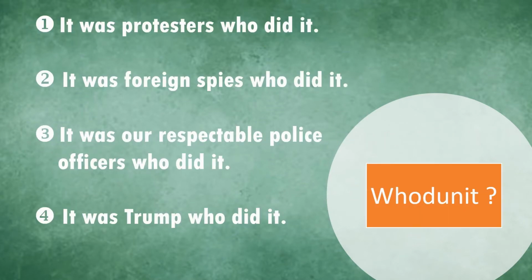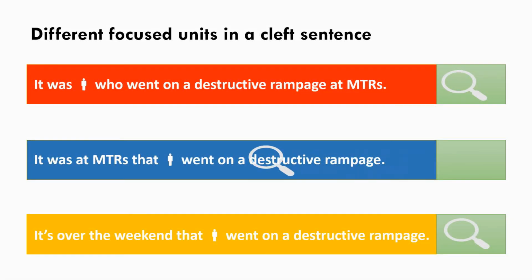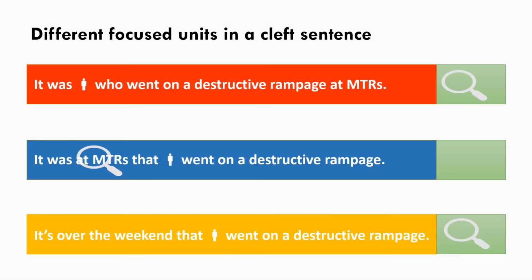In case you want to shift the spotlight onto something else, like where the destruction occurred, you can replace the people information with the place information. You can do it like this. "It's at subway stations that protesters went on a destructive rampage." Or "It's at subway stations where policemen in the guise of protesters went on a destructive rampage."